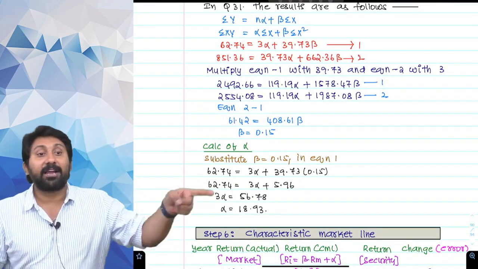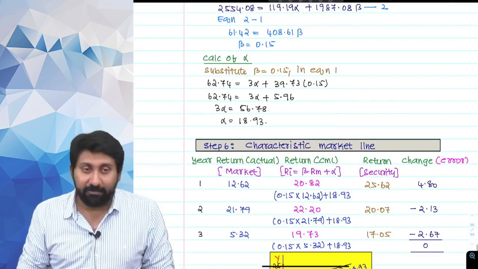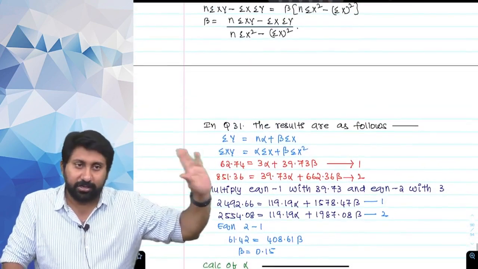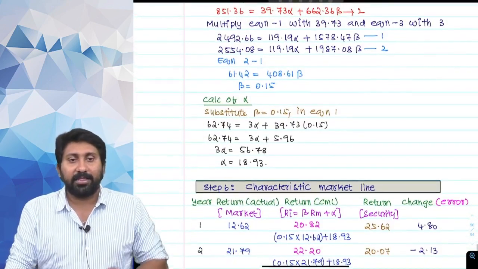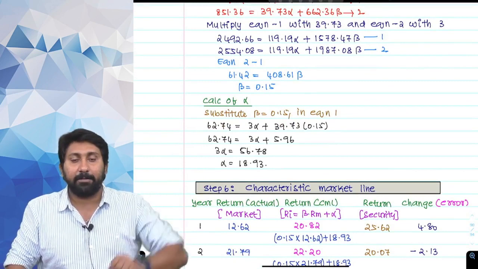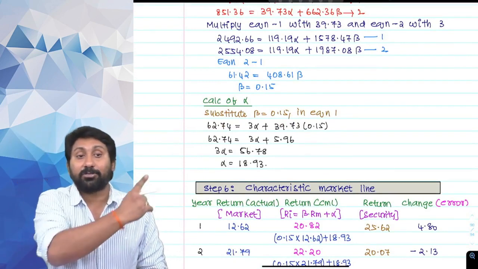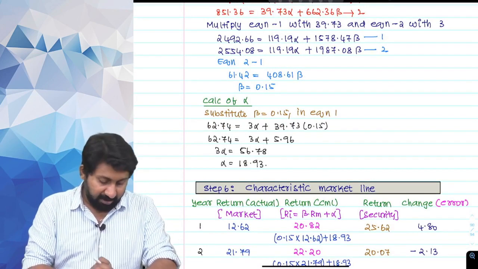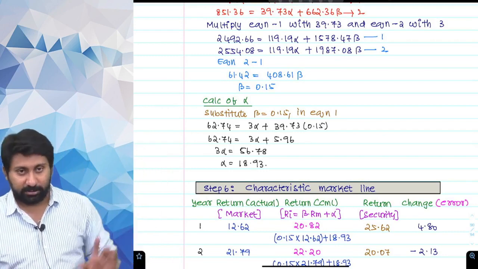Here we can calculate alpha. Here we can also calculate what's our alpha. So calculation of alpha: substitute beta 0.15 in equation 1. You can also substitute in equation 2, nothing will happen. I substitute in equation 1. In this, you got alpha as 18.93. From that, what you have to understand is alpha is also calculated with the same formula. He will ask alpha in the question. Don't use a different one. You will use only this one.